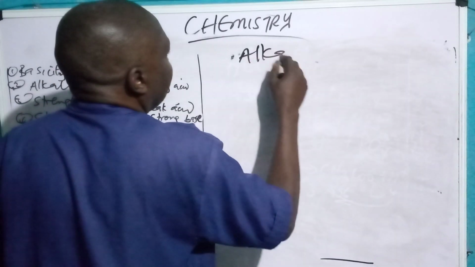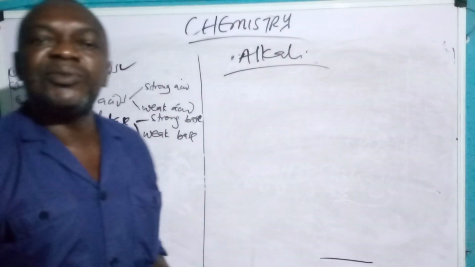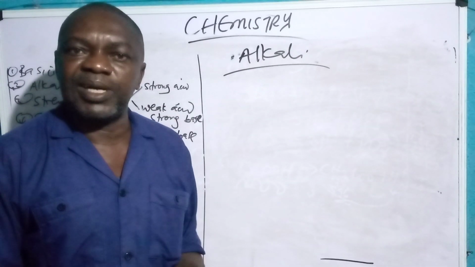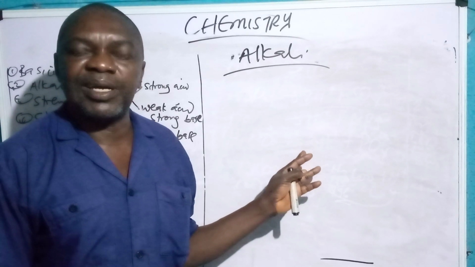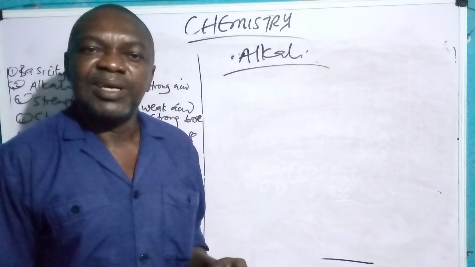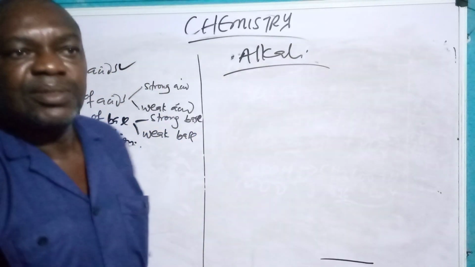Alkali. We already know that it's not all bases that are soluble in water. An alkali is any metallic hydroxide that is soluble in water. That is, not all bases are soluble in water. Some of them are not soluble.